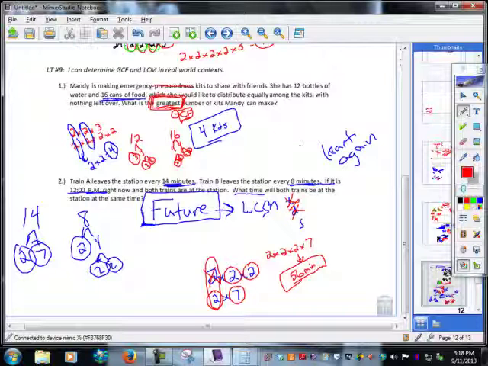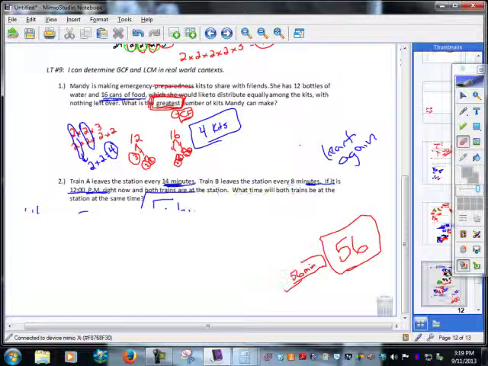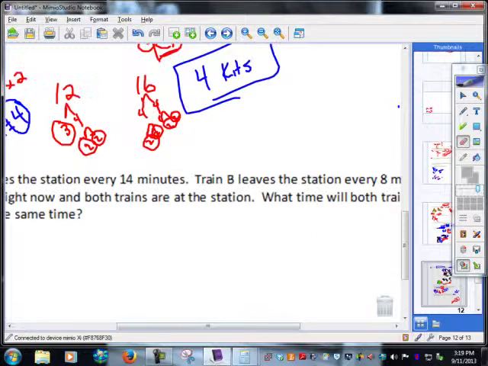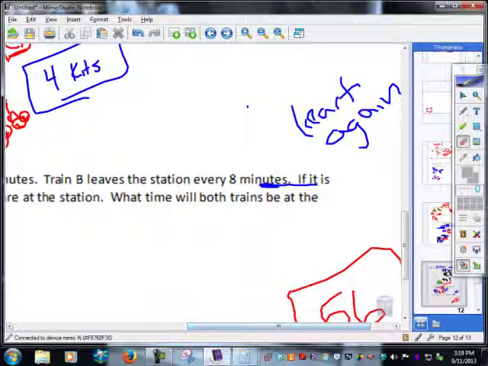The LCM here is 56. It's absolutely 56 minutes. Okay? That means that every 56 minutes, both trains are going to be at the station together. They're both going to be there. Okay? But again, every test is a reading test. Okay? Let's go back and see what the question is asking. It didn't say how many minutes will it be. It doesn't say any of that. It says what time.